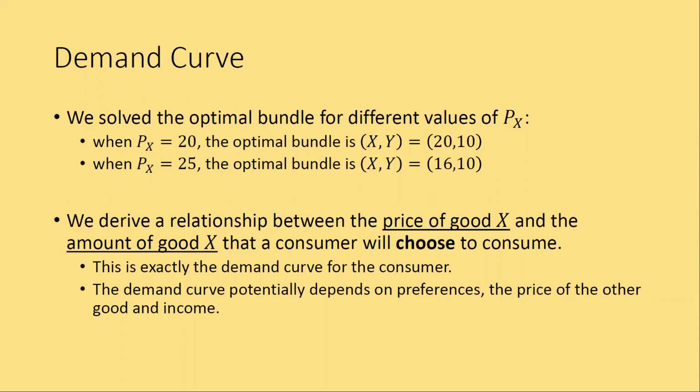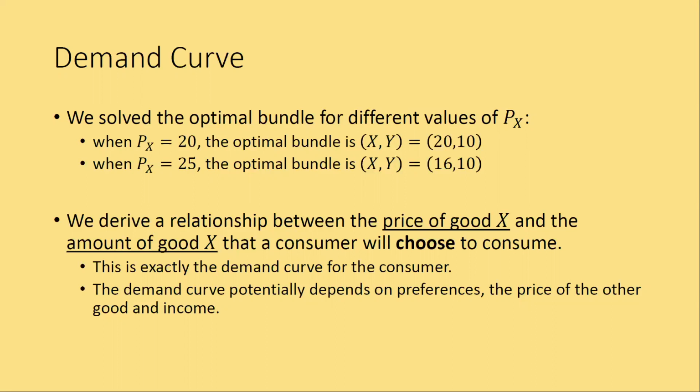And what we can derive is a relationship between the price of the good x and the amount of good x, as well as the amount of good y, that the consumer will choose to consume. And here by choose, the consumer is solving her utility maximization problem. She is making an optimal choice. And this relationship, does this look familiar to you? It is exactly the demand curve for the consumer.